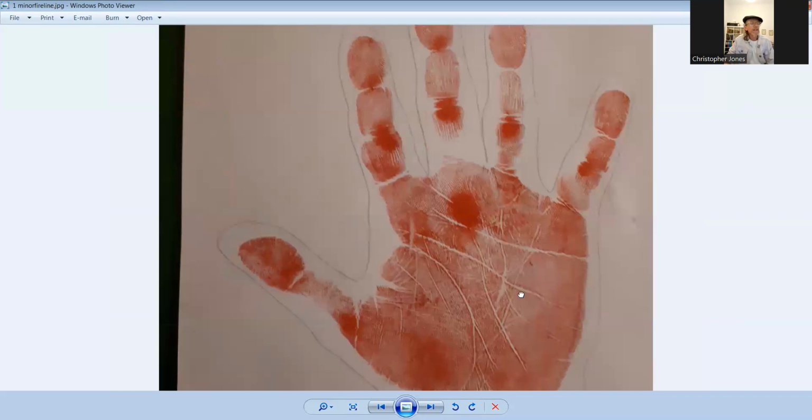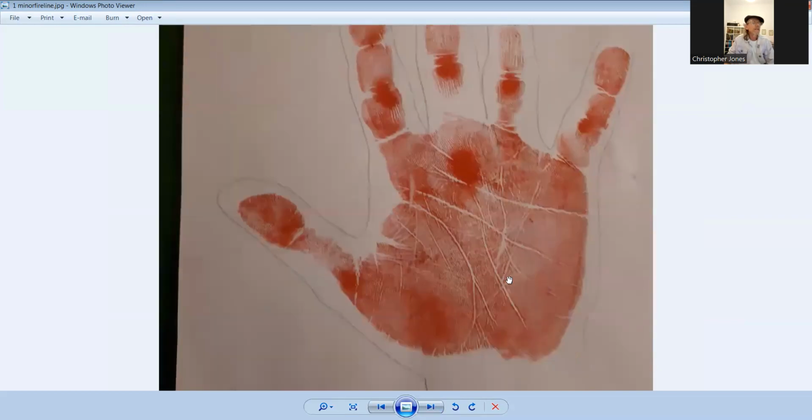Okay, this handprint here also has, as this one's got, a very strong major fire line looking over there on that part of the hand, and a very strong secondary fire line going up towards the ring finger, a strong secondary air line, and here's the secondary earth line running up the center of the palm like that.